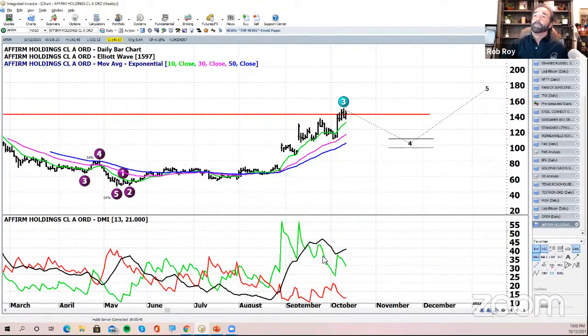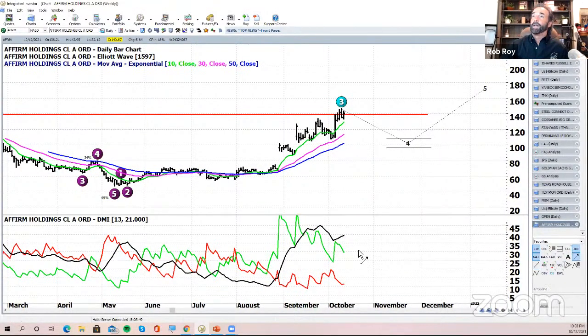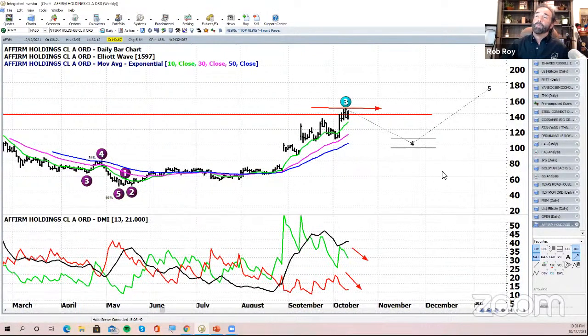So the ADX is trading around 40. The biggest negative here is that the positive directional indicator is moving lower, but that's not too worrisome because the stock is consolidating that big move. So that's to be expected. The positive here is that the negative DMI hasn't really shown a whole lot of selling pressure, just a tiny bit today come in, but you got to get above 140.